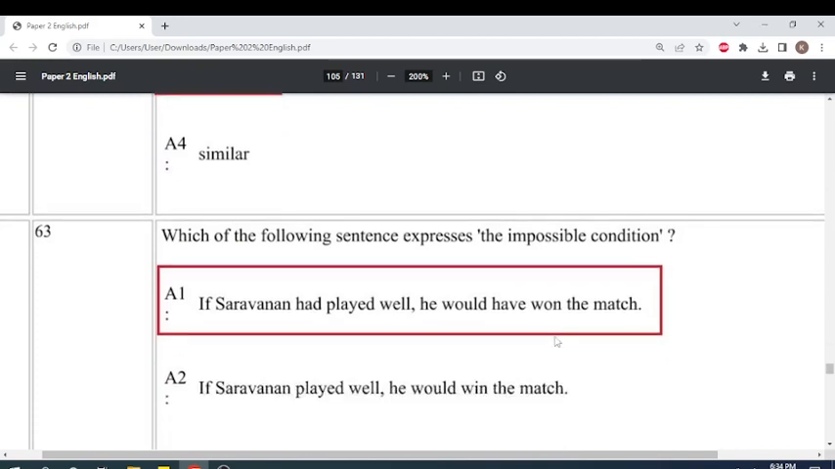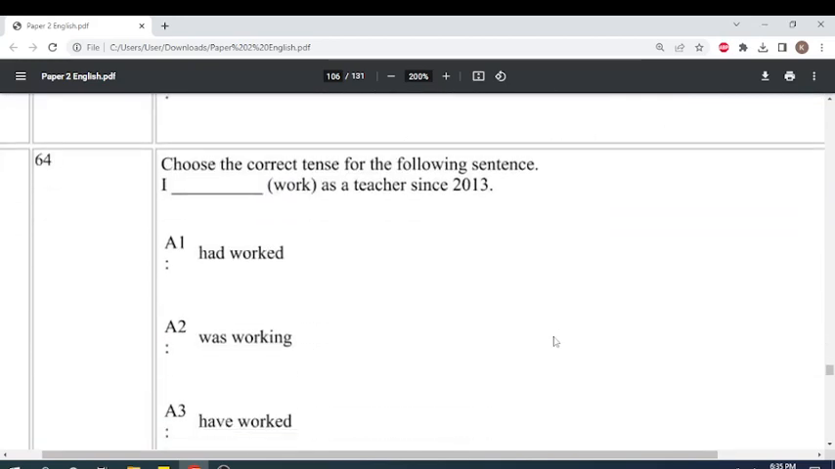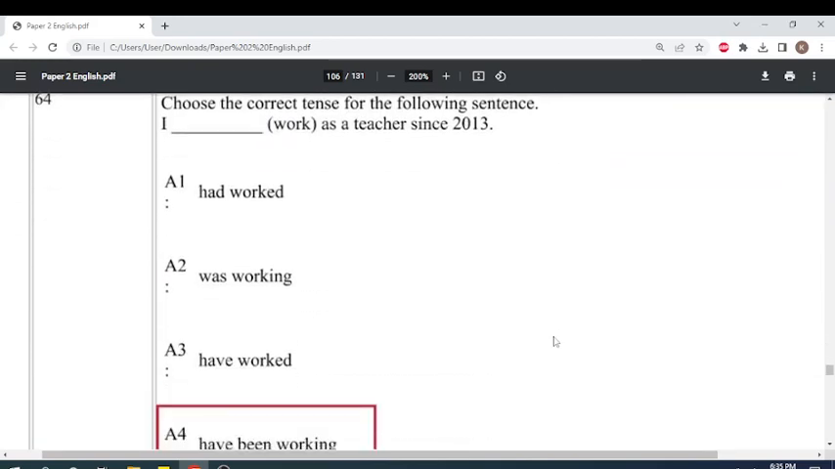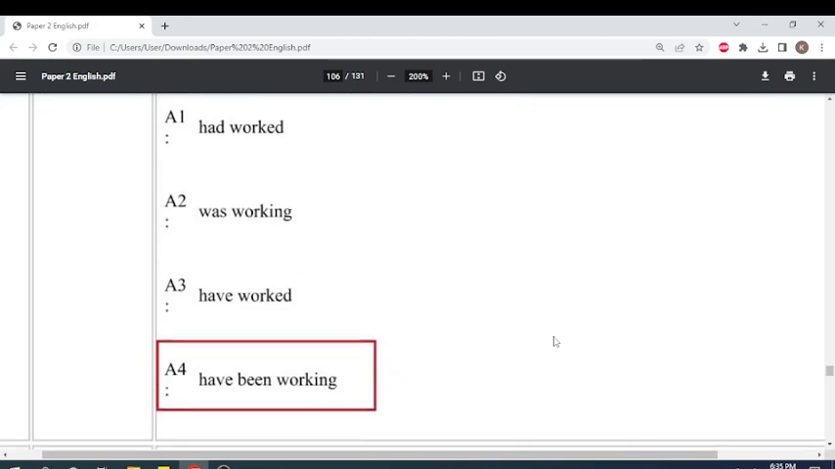63. Which of the following sentences express the impossible condition? Answer A1, if Saravanan had played well, he would have won the match. 64. Choose the correct tense for the following sentence. I dash as a teacher since 2013. Answer A4, have been working.